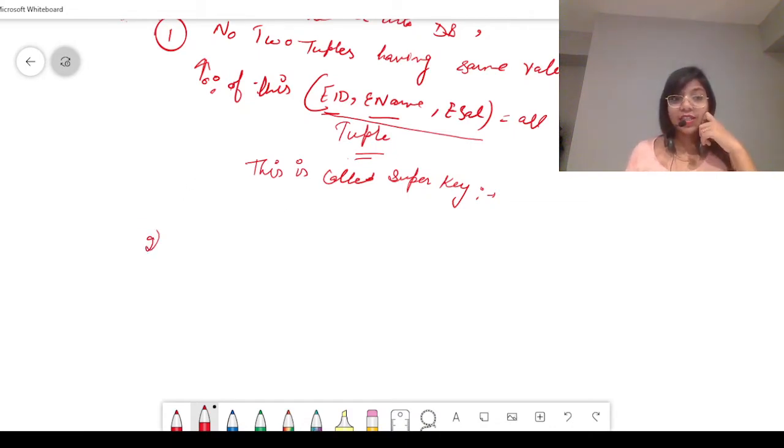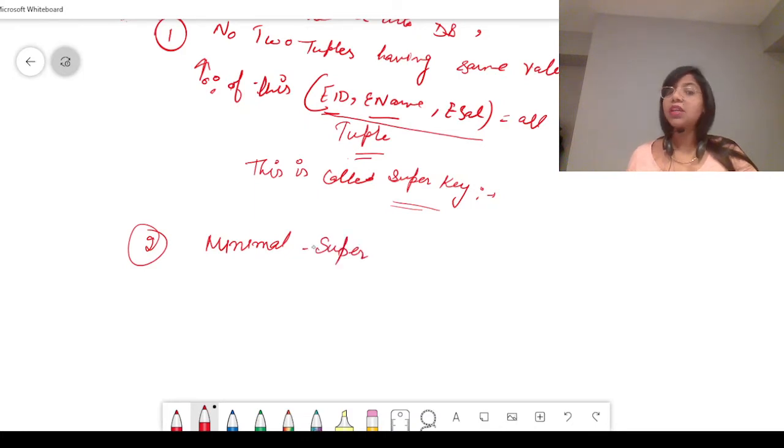Now the second term, the second concept in this video, is the minimal key, the minimal super key, not the minimum super key. I'm talking about the minimal super key.